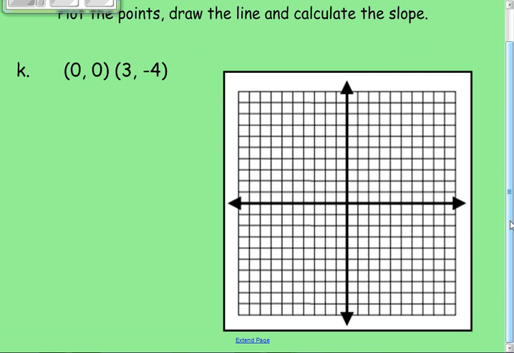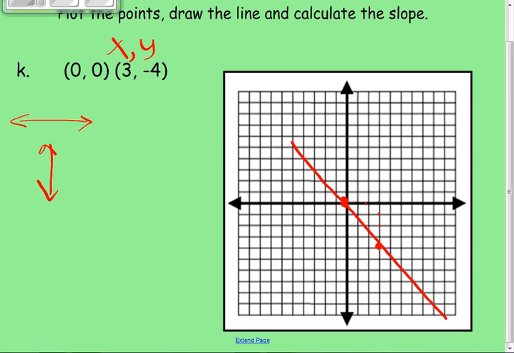Oh, that one's not too bad. Where's 0, 0? Origin. Okay, 3, -4. Where's that going to be? Careful, it's x and y. So I always go over and then go up or down. So it's 3 to the right. 1, 2, 3, and then down 4. 1, 2, 3, 4. If you're not getting this, make sure you raise your hand and ask for help. And I'm going to draw that line.